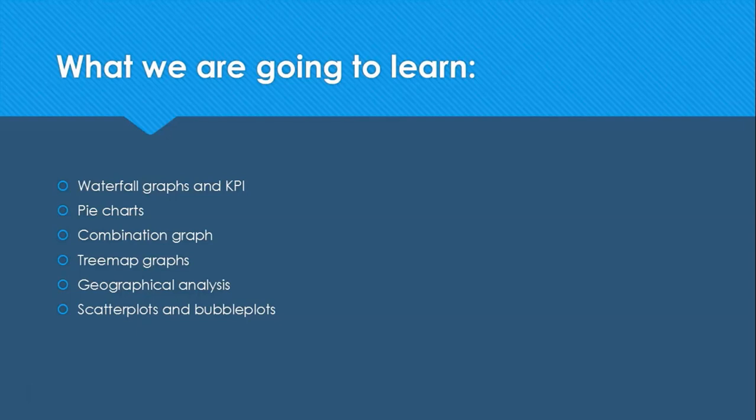You're also going to learn about geographical analysis, where you map your countries, cities, or a location icon. Later, in our conclusion, we're also going to learn about scatter plots and bubble plots, which are a complex way to visualize your data, but useful in their own way. I hope you're ready for these lessons, and I hope to see you in the next lesson as well.